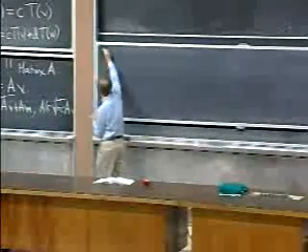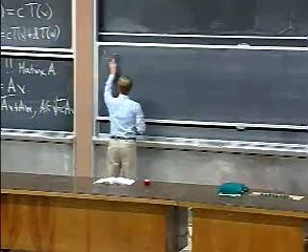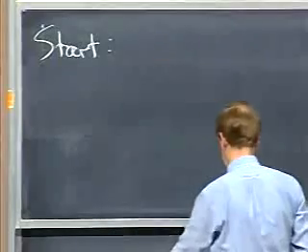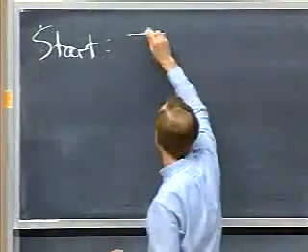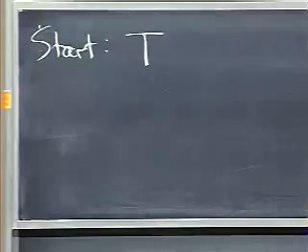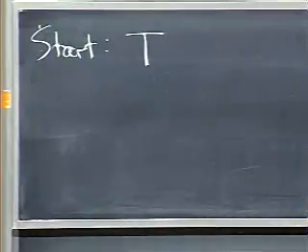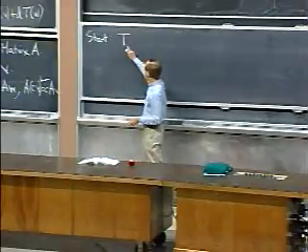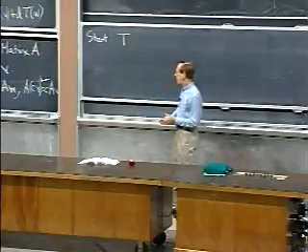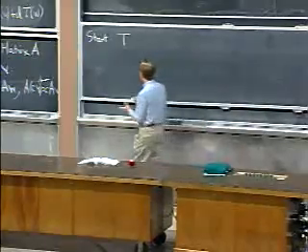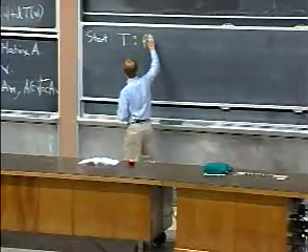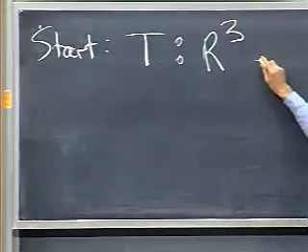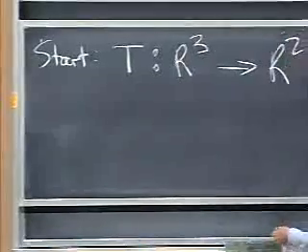Suppose we have a linear transformation. From now on, let T stand for linear transformations. I won't be interested in the nonlinear ones. Only linear transformations I'm interested in. Okay. I start with a linear transformation T. Let's suppose its inputs are vectors in R3. And suppose its outputs are vectors in R2, for example.